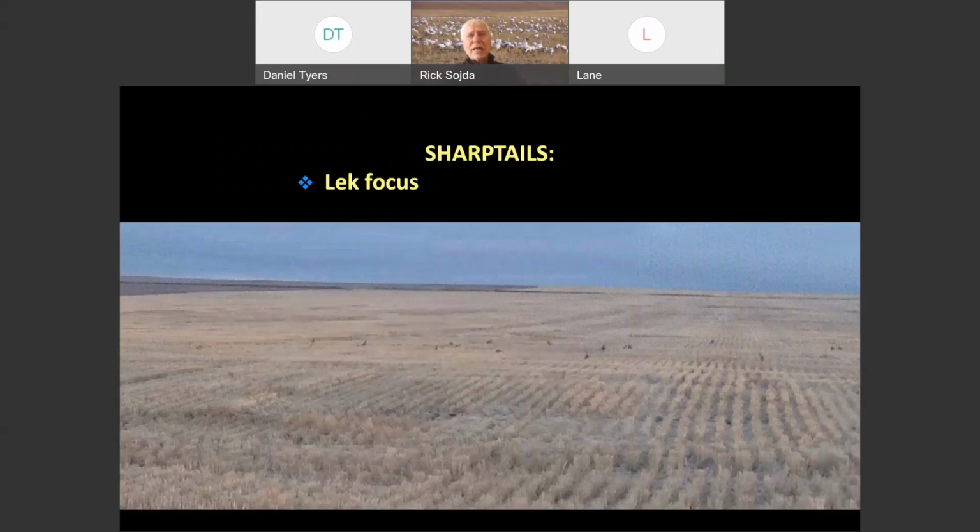Here's a lek, a sharptail lek. I won't go into much detail there, but to mention that the hens that are bred on these leks will nest within a few miles of the lek. And so the leks need to be dispersed across the landscape, and the lek placement and lek numbers really drives numbers, I guess that's one way of thinking about it. The point is that large landscapes need a lot of leks. And so that large landscape issue with sharptails is important.